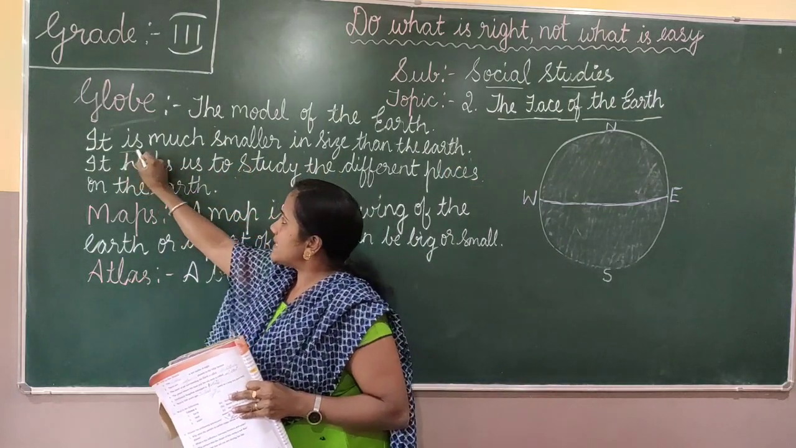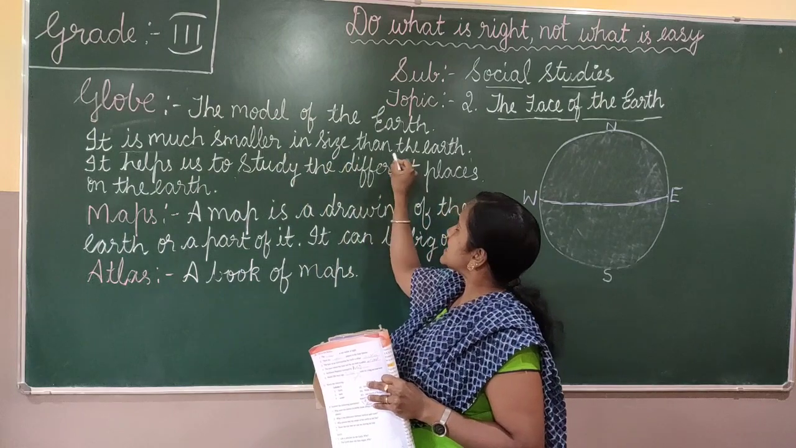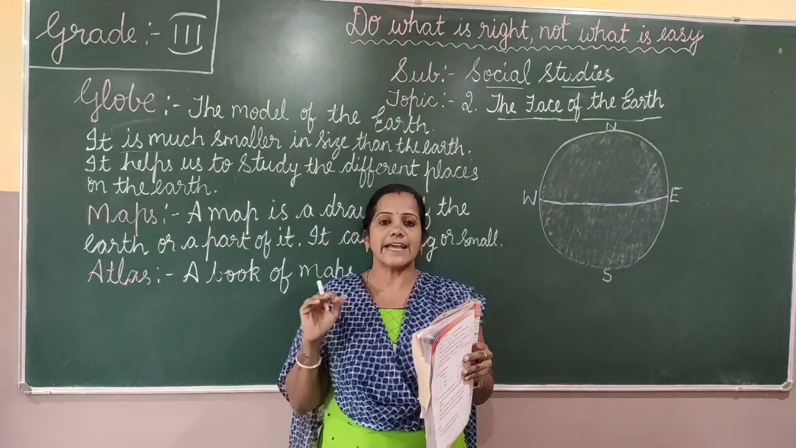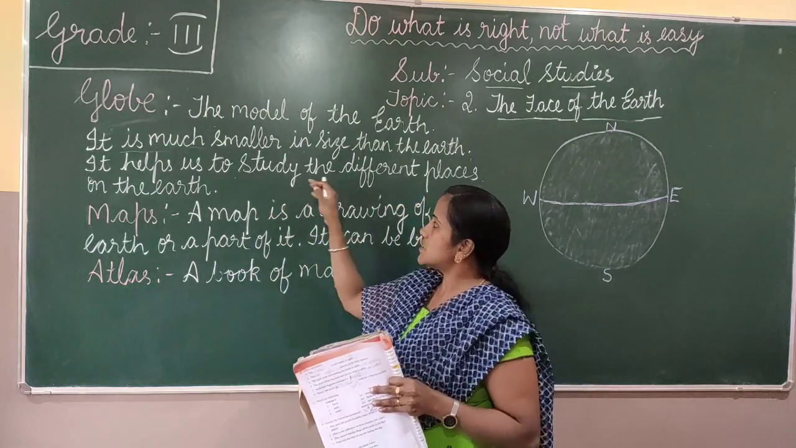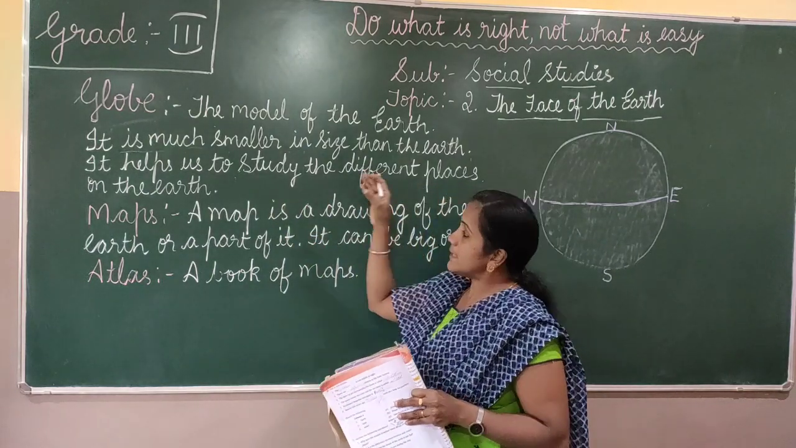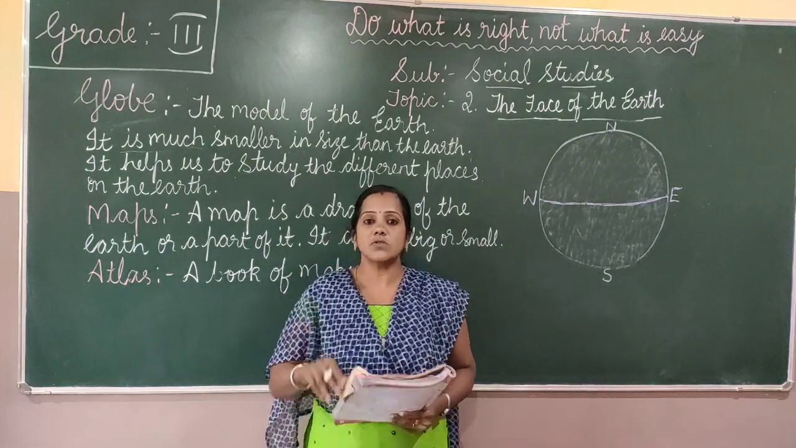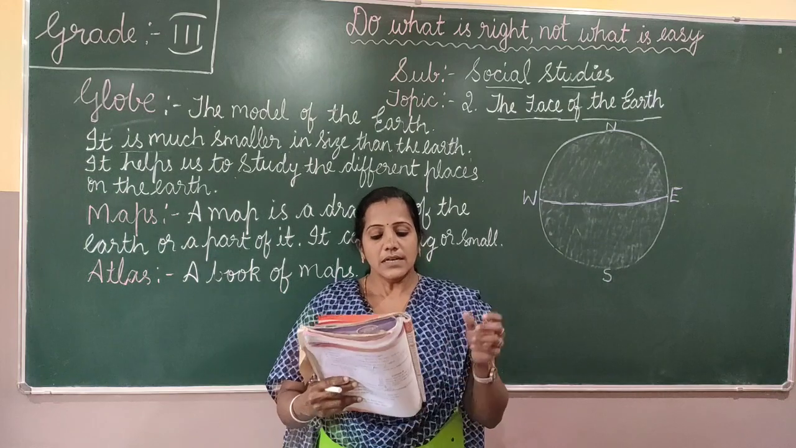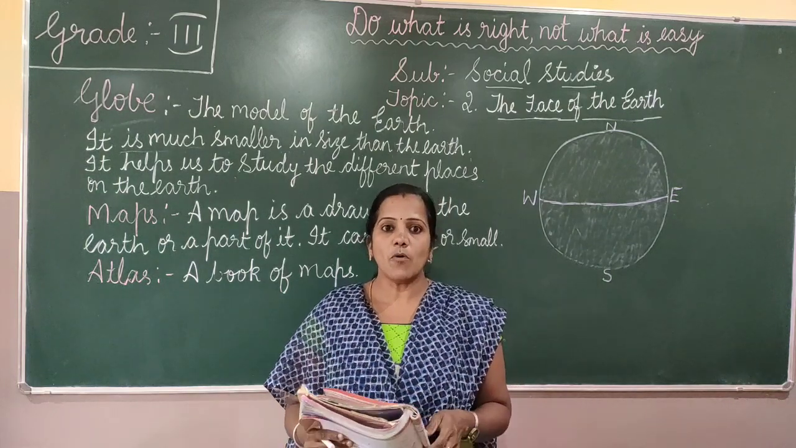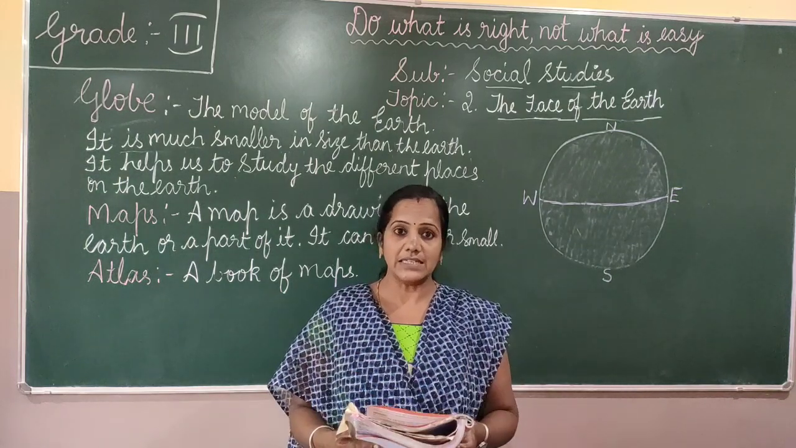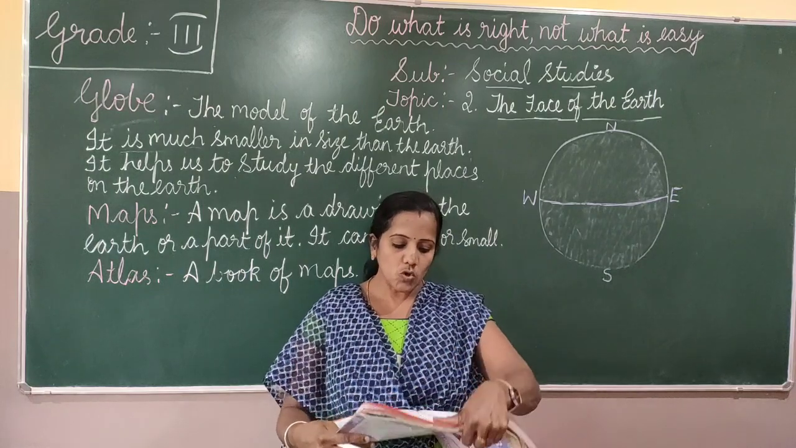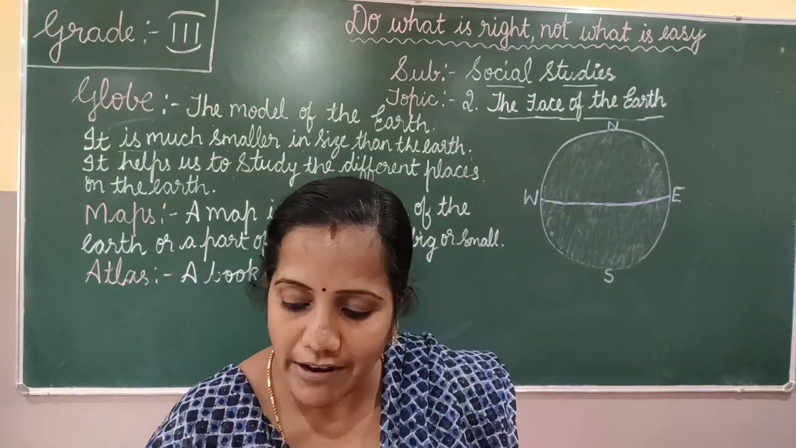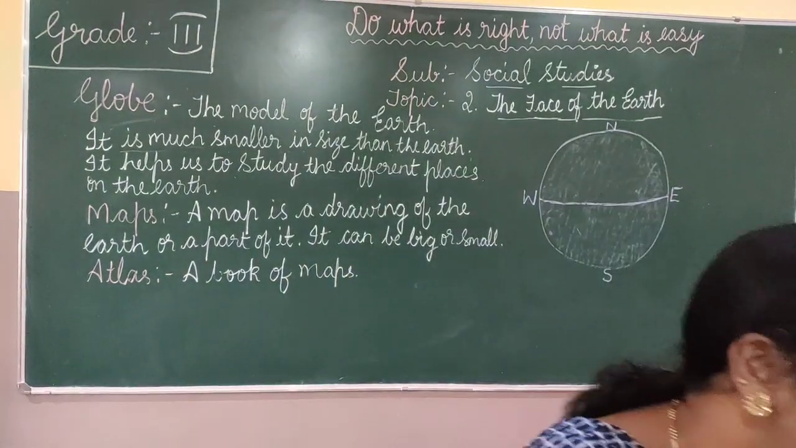This globe is much smaller in size than the earth. So it helps us to study the different places on the earth. In this globe we can also see different colors which show different features of land and water. I'll show you the globe, how it looks, children.